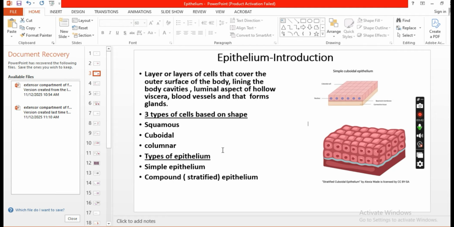Then, based on whether a single layer of cells or multiple layers make the epithelium, we divide the epithelium again into two categories. Simple epithelium means one single layer of cells lying over the basement membrane, while in stratified epithelium more than one layer of cells are located one over the other.